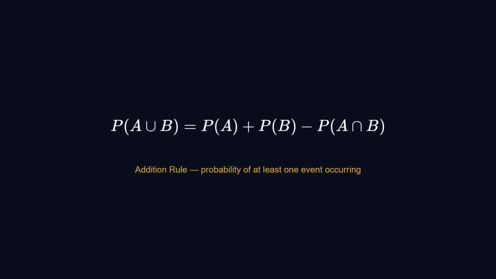If A and B are mutually exclusive, meaning they cannot both happen, then P of A and B is 0. The formula simplifies to P of A plus P of B. This is a common exam trap. They give you mutually exclusive events and expect you to recognize that the intersection is 0.